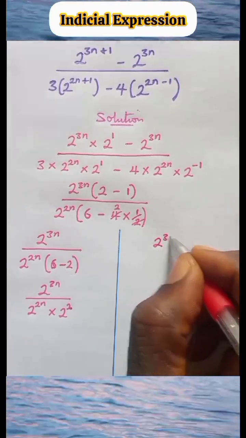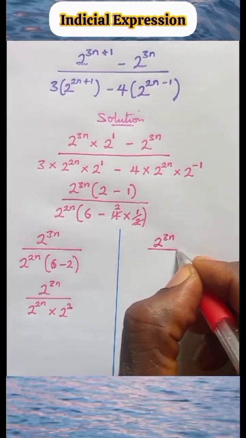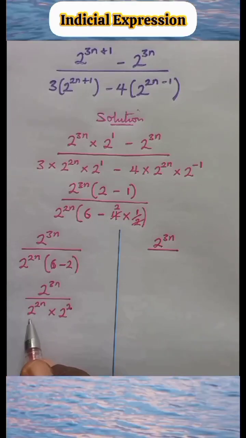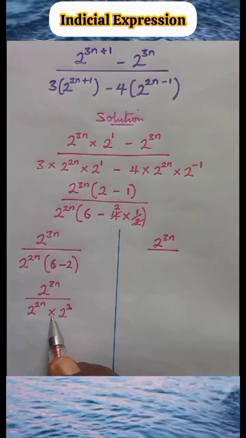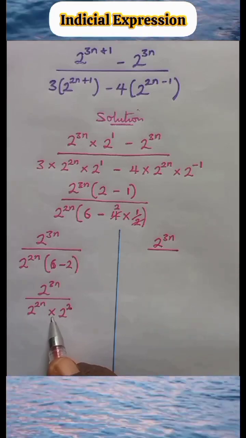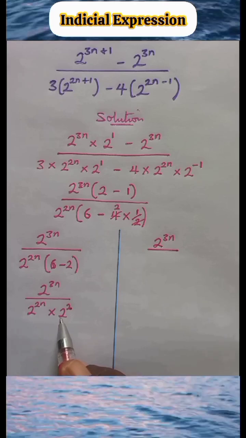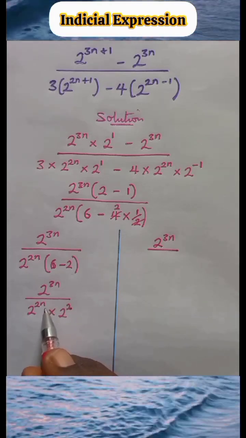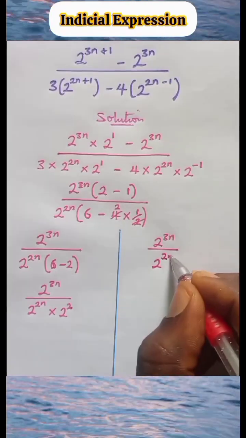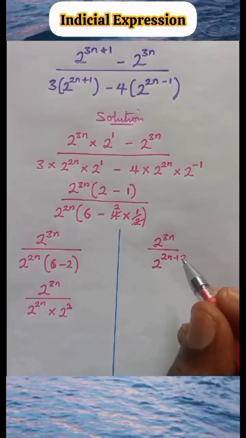We have 2 raised to power 3n all over. Here we have 2 exponential terms with the same base that are related by multiplication. When you have 2 exponential terms with the same base related by multiplication, you represent them with one of the base and add up their exponents, so that we have 2 raised to power 2n plus 2.